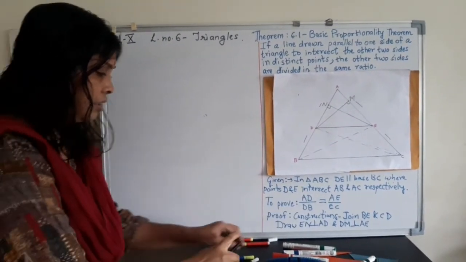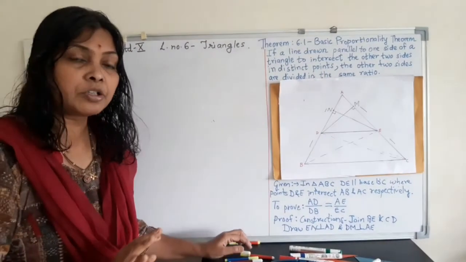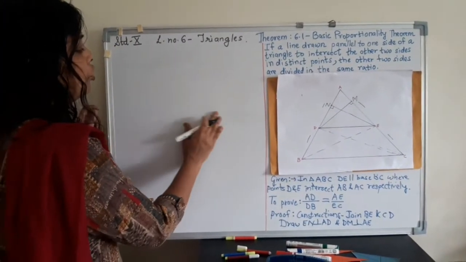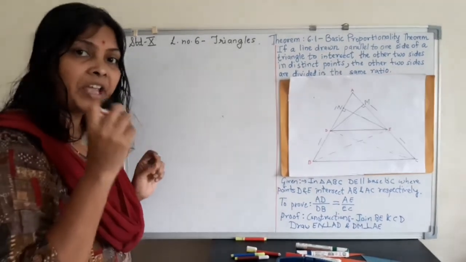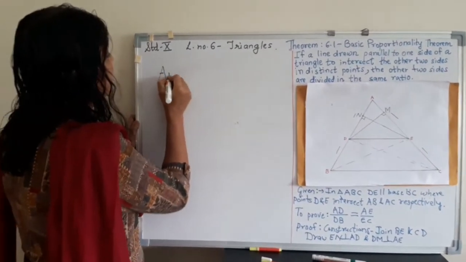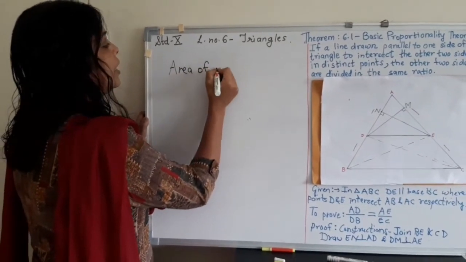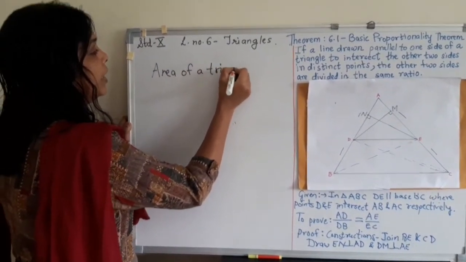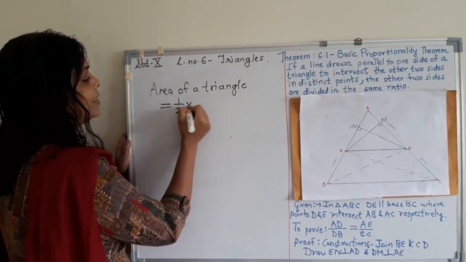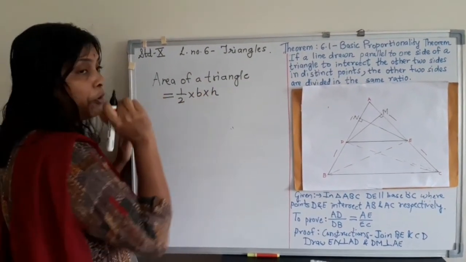Now till here, I hope you have understood. Before we go further, we have to revise the properties of triangles. The first property is the area of a triangle. So what is the area of a triangle? It was given in the previous class that it is half into base into height. B for base, H for height.